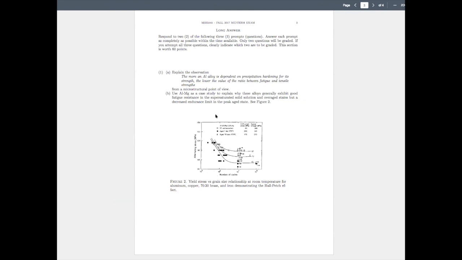If you look at the questions, they generally start out with a pretty basic concept. In this case, I said the more an aluminum alloy is dependent on precipitation hardening for strength, the lower the value of the ratio between fatigue and tensile strength. Which means that we can increase the strength in an alloy, but we don't have as much room to introduce the fatigue strength in a precipitation hardened sequence. Well, why is that? Because the same precipitates that give us high strength also cause localization of plasticity once we do start to yield.